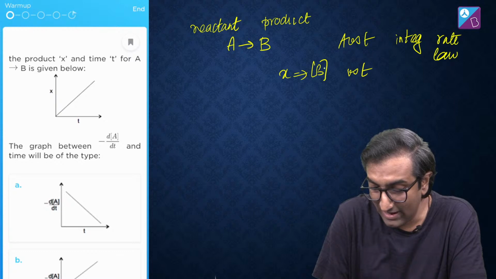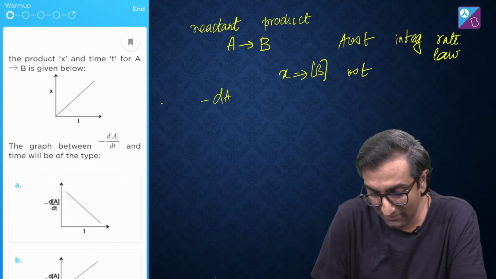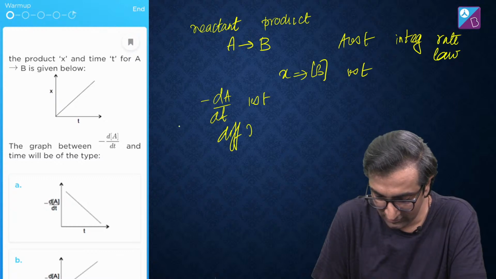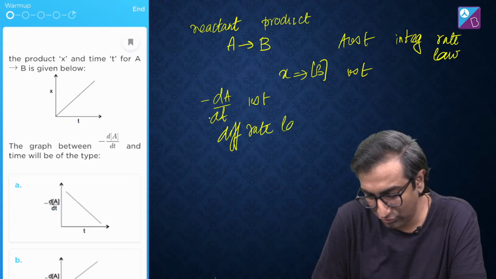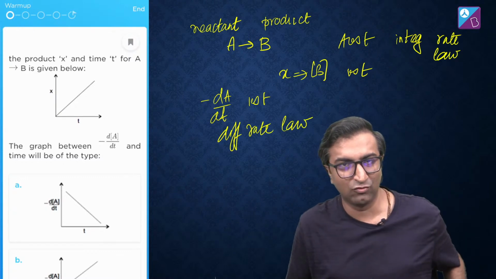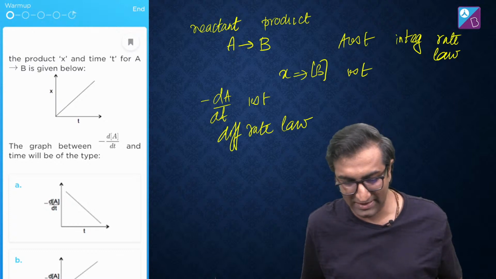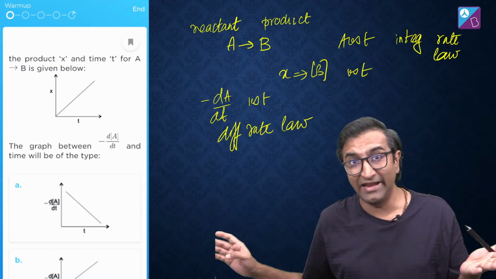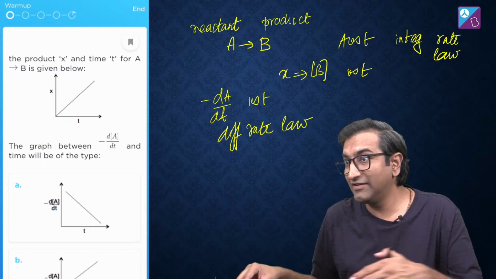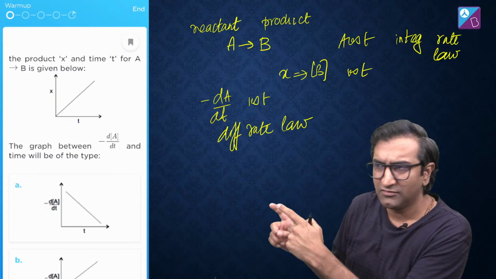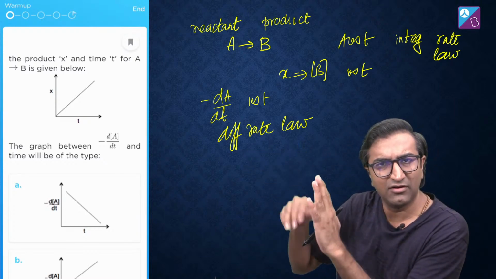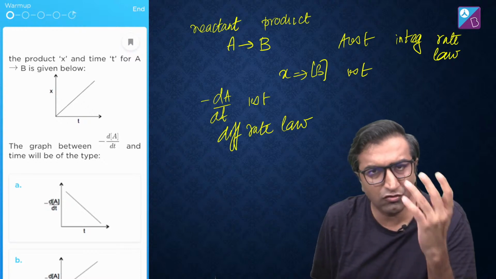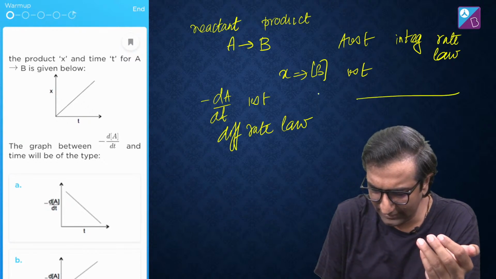ठीक है? सवाल पूछ रहा है minus dA by dt versus t. This is the differential rate law. ठीक है? अगर आपको थोड़ा सा भी फिजिक्स पसंद है, थोड़ा सा भी कैलकुलस पसंद है, you are seeing that the equation is of a straight line. मतलब कि it is an algebraic expression first degree. This is fine. Maths के हिसाब से, algebra के हिसाब से, उसको differentiate करोगे, you will get a straight line.